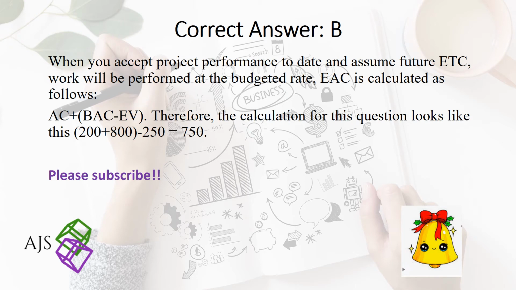When you accept project performance to date and assume future ETC work will be performed at the budgeted rate, EAC is calculated as follows: AC plus BAC minus EV. Therefore, the calculation for this question will look like 200 plus 800 minus 250, that is equal to 750.